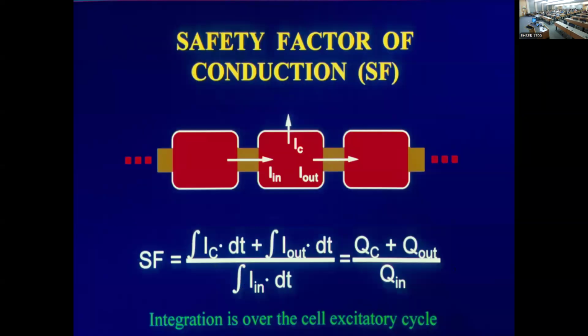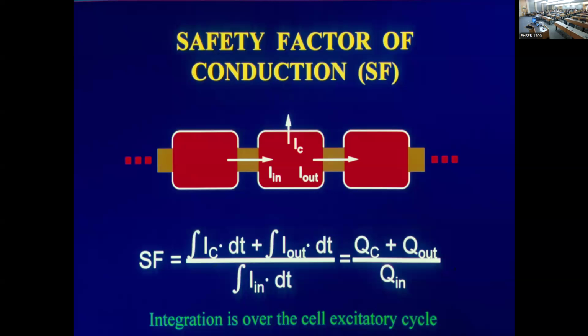Okay, so now Robin said we need to quantitate the robustness of conduction. And he devised this measure called the safety factor of conduction. And it's nothing else but charge balance in a cell within that fiber. What you see here is the current that is used to generate the action potential, depolarize the cell itself, and current supplied downstream to bring this cell to threshold.